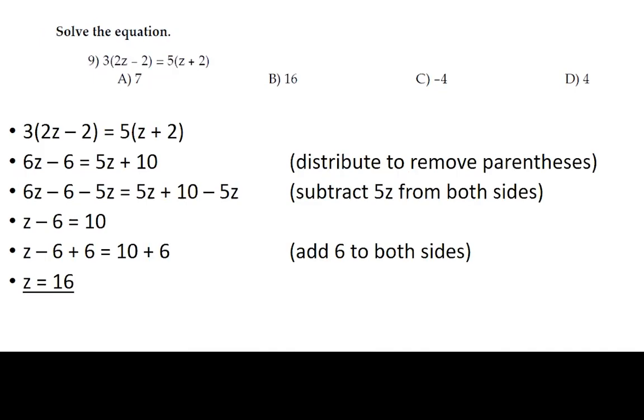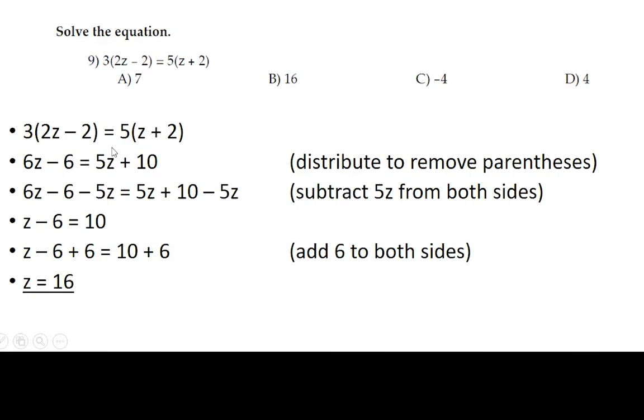Number 9. We want to solve the equation 3 times the quantity 2z minus 2 equals 5 times the quantity z plus 2. We always start when there's parentheses by removing the parentheses, and we have to use the distributive property to do that. So on the left, we multiply the 3 times both terms, and we get 6z minus 6. 3 times 2z is 6z. 3 times negative 2 is negative 6. On the right, we distribute the 5 to both terms, and we get 5z plus 10.